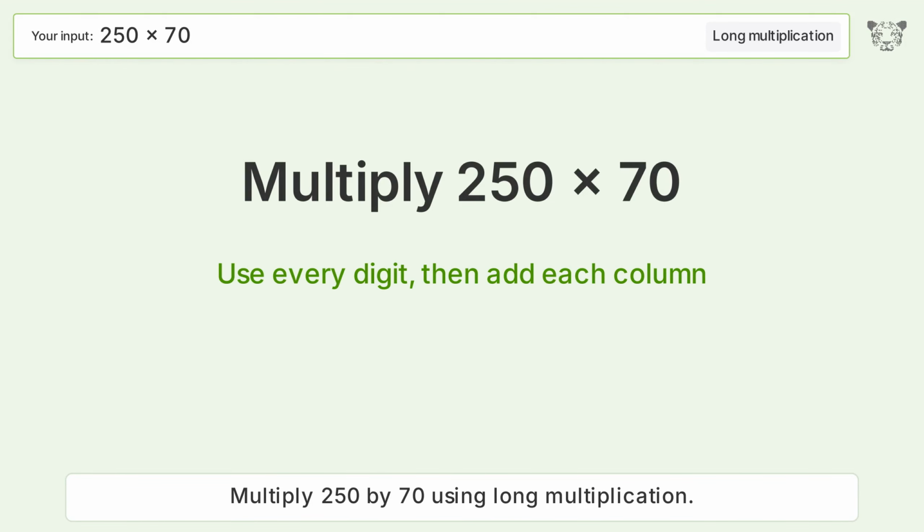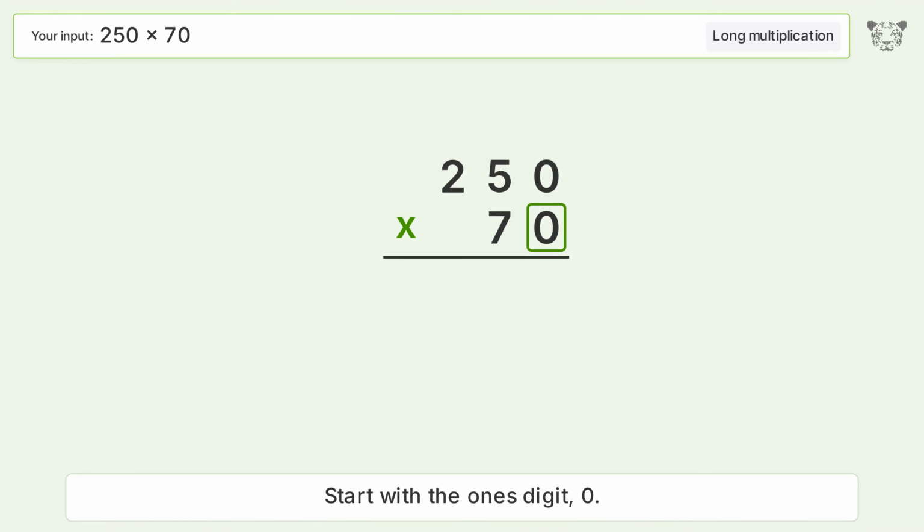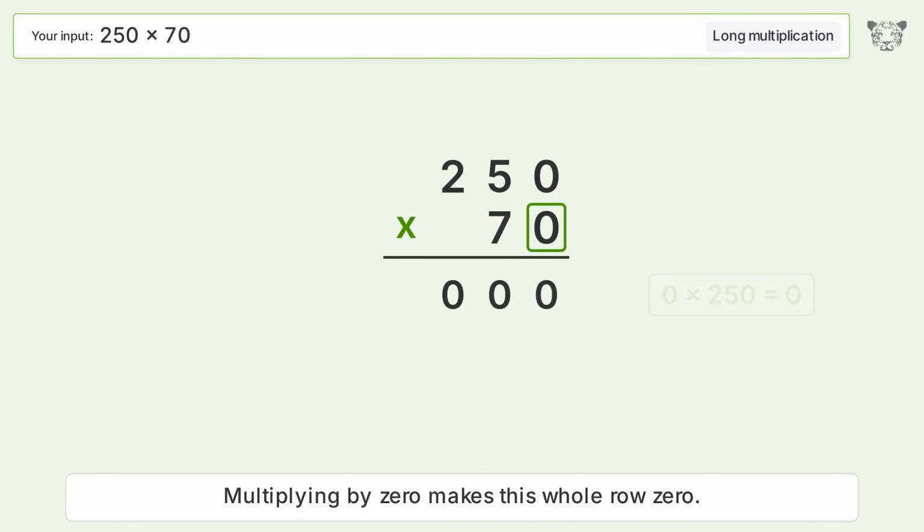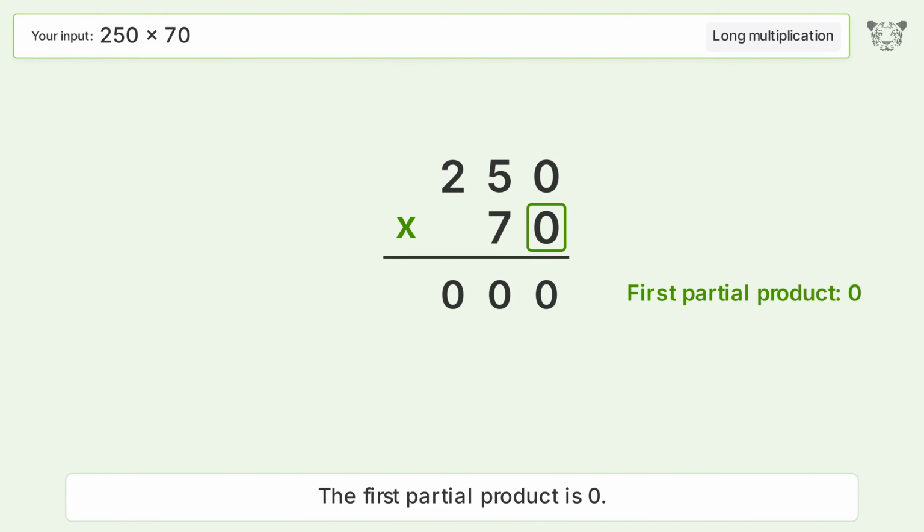Multiply 250 by 70 using long multiplication. Start with the ones digit, 0. Multiplying by 0 makes this whole row 0. The first partial product is 0.